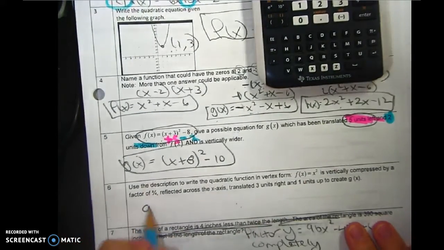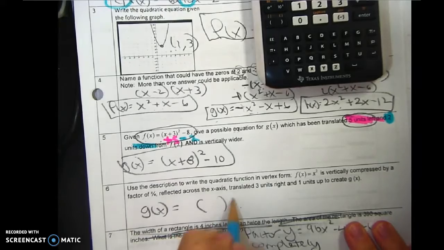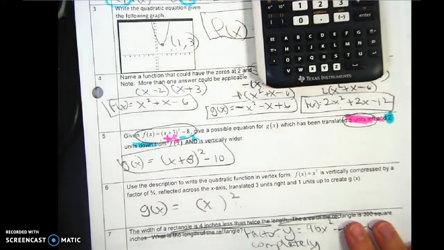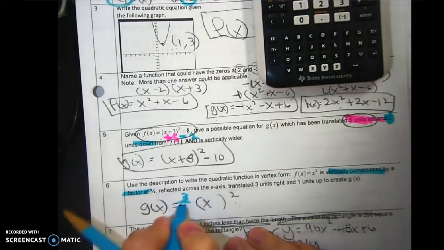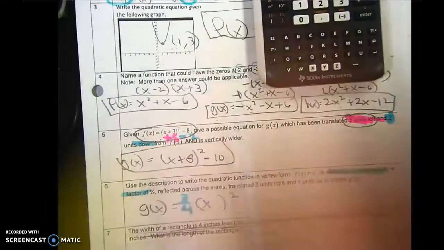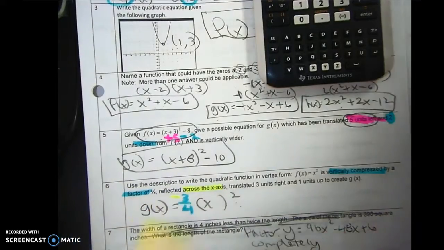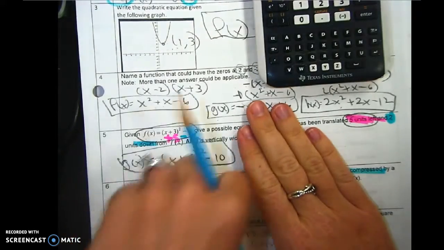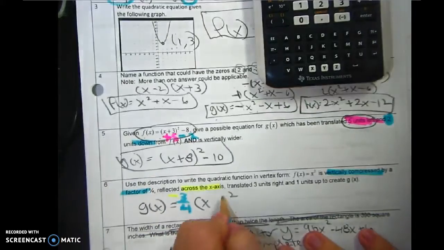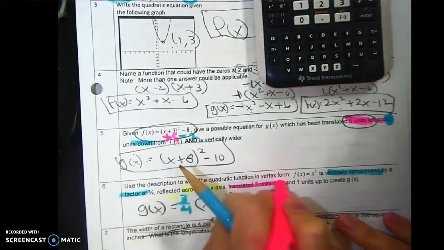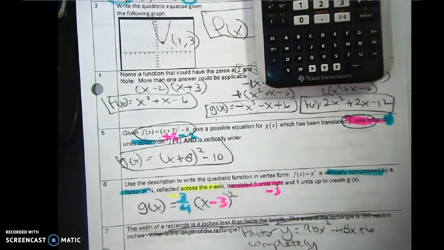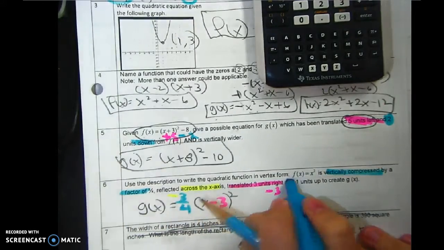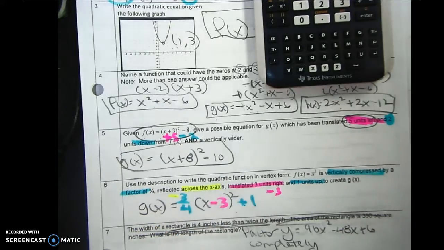Okay, number 6, we need to create a new function, g of x equals, first thing, vertically compressed by a factor of 3/4. Reflecting over the x really means it's with the y. Let me give this more space. Translating 3 to the right, when it's with the x, it's not a straight shooter, so right really means left. And 1 unit up. Y is a straight shooter.